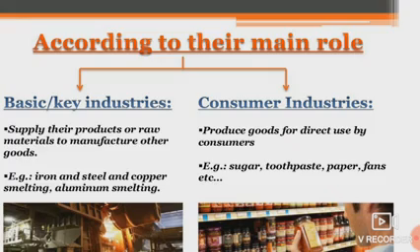As you know, all the machinery tools or machinery parts are made up of iron or steel or either copper or aluminium. So such industries are called basic industries because they provide machinery and a base to other industries. Consumer industries produce goods for direct use by consumers, for example sugar, toothpaste, paper, fans, etc.